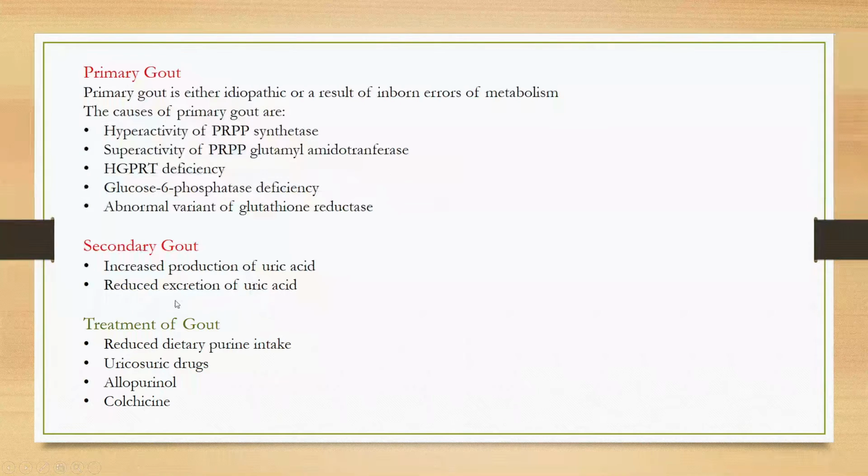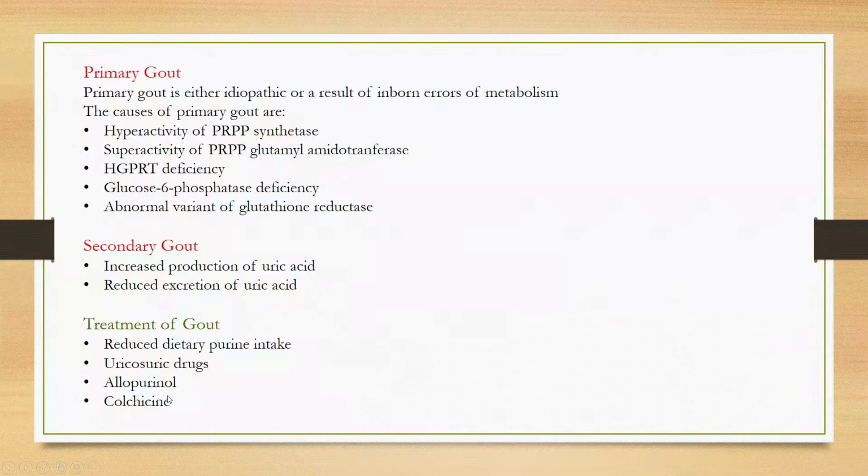Now, treatment of gout. We can treat gout with several approaches. Number one, reduce dietary purine intake and restrict alcohol. Number two, uricosuric drugs increase renal excretion of urate by decreasing the reabsorption of uric acid from the kidney tubules. For example, the uricosuric drug probenecid decreases the reabsorption of uric acid from renal tubules.